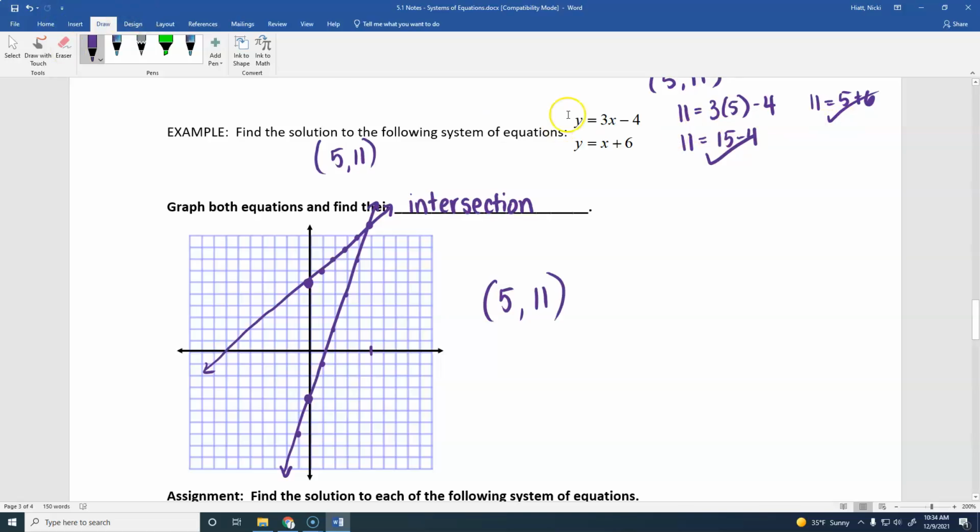-4, because we're graphing y equals 3x minus 4. Maybe I should use different colors, but y equals 3x minus 4, that was this line right here. And then I graphed y equals x plus 6, that was this line right here. And you're just seeing where they cross.